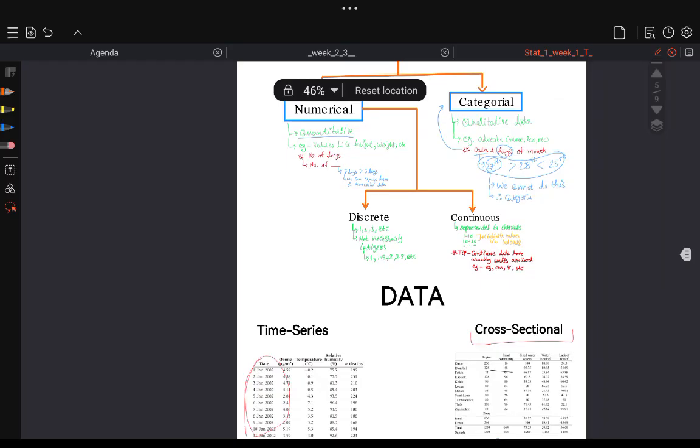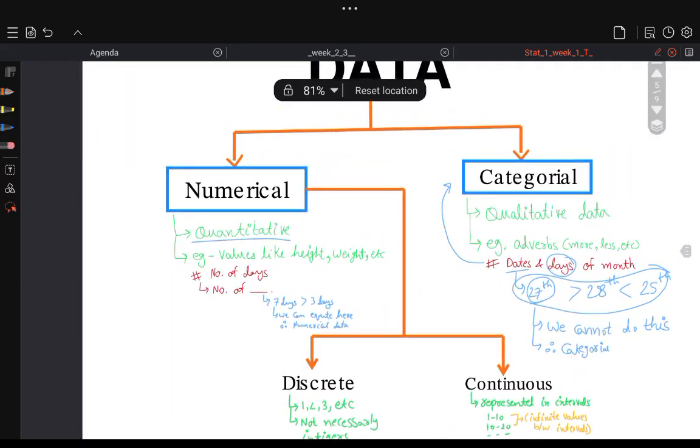Now the data can be further divided into numerical and categorical. Numerical data is quantitative, whereas categorical data is qualitative. It depends on the quantity. Numerical data depends on the quantity, like 2 is greater than 5. Sorry, 2 is less than 5.